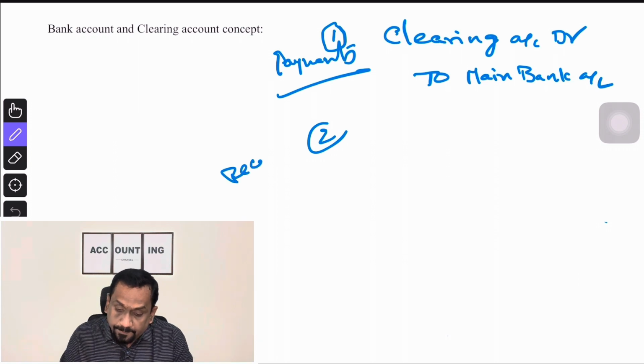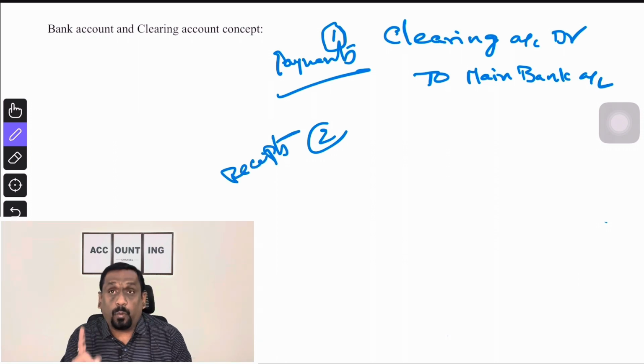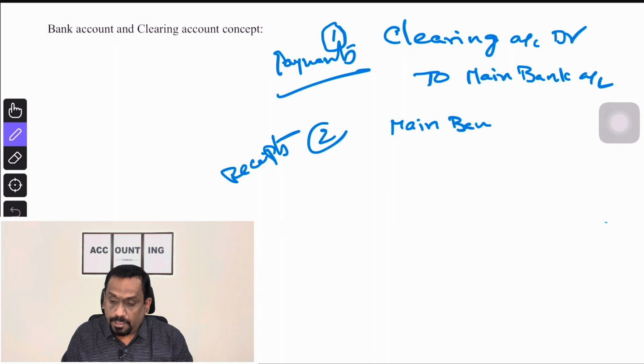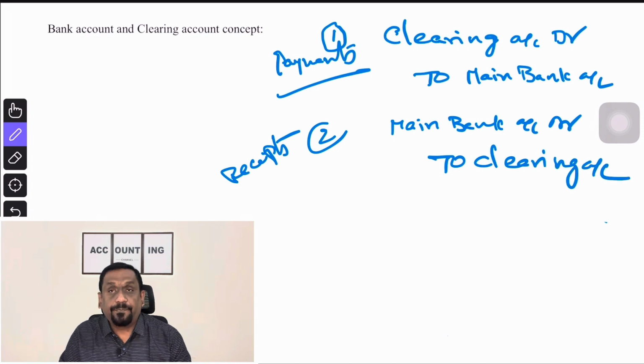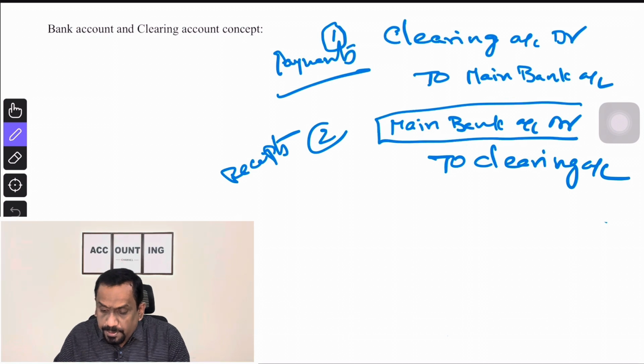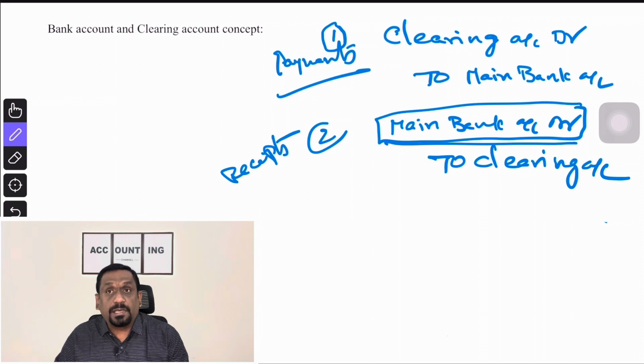For all receipts, one entry will be posted, line item wise. You know what that entry is? Main bank account debit and clearing account credit. Why is the main bank account debited here? It is a receipt. All receipts will be recorded on the debit side of your main bank account. That is what I explained previously, right? So, since this is a receipt, I debited the main bank account, and the other leg should go to the clearing account.